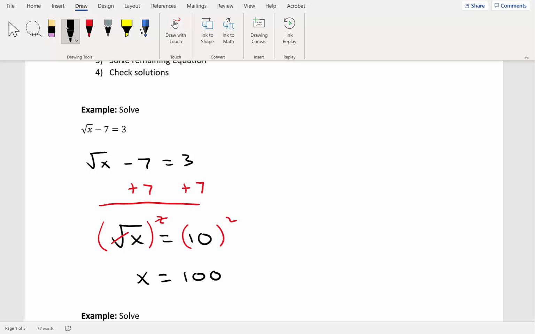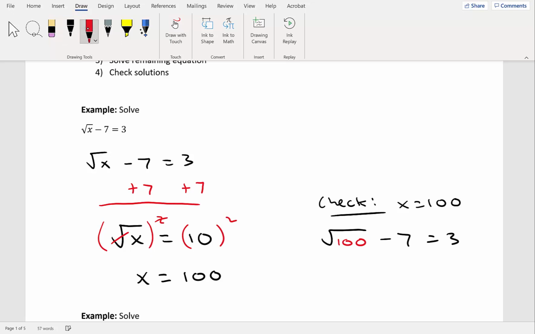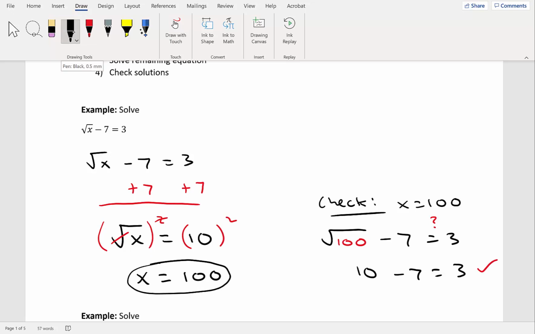But remember, we have to check our solutions. Whenever you raise both sides to an even power, you're going to have to check your solutions for that equation. So let's go ahead and check. So we're checking if x is equal to 100. So let's go ahead and plug it into our original equation. So we have square root of 100, and then we have minus 7. We want to check to see if this is equal to 3. Well, simplify. Square root of 100 gives me 10. 10 minus 7, that does give me 3. So we're okay. So x equals 100 is our solution.